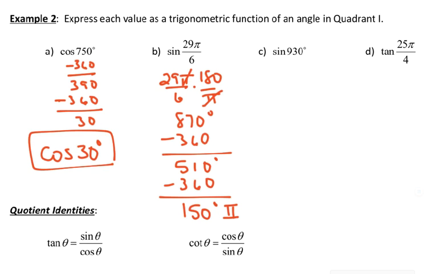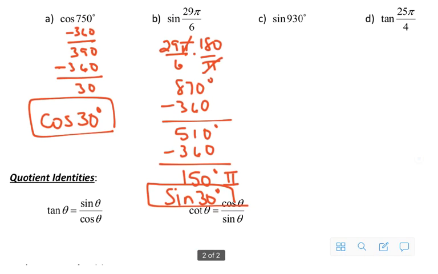Well, luckily, sines in quadrant 2 are positive, as they are in quadrant 1. So the sine of 150 degrees is going to be the same as the sine of its reference angle, which is 30. So it turns out that the sine of 29 pi over 6 is going to be the same as the sine of pi over 6.